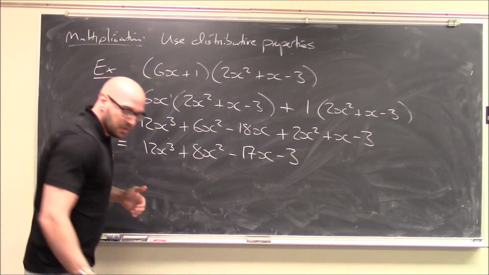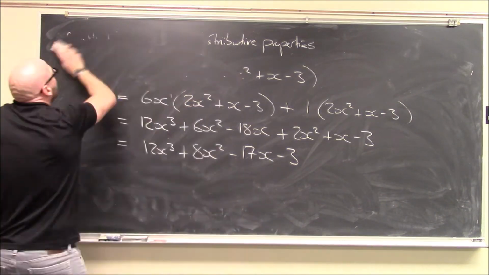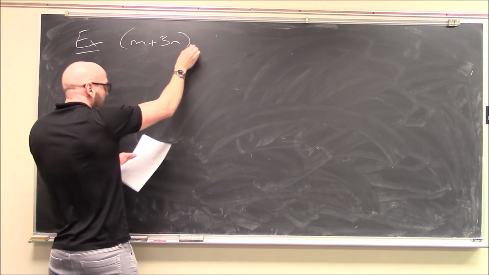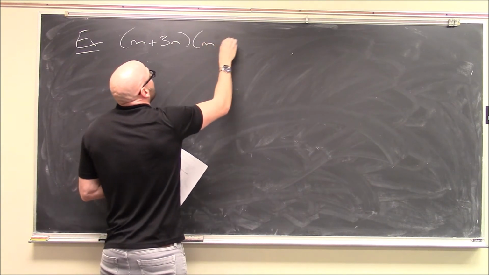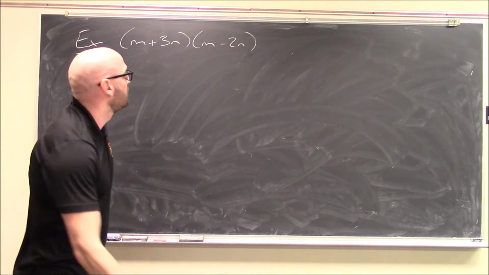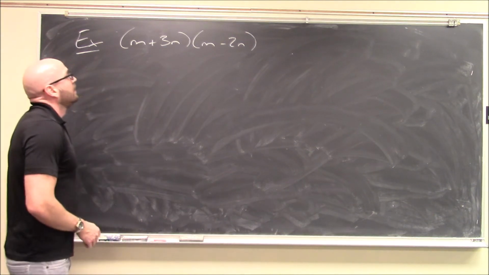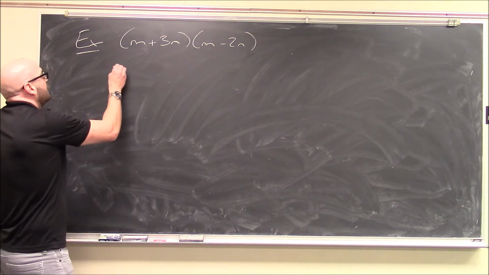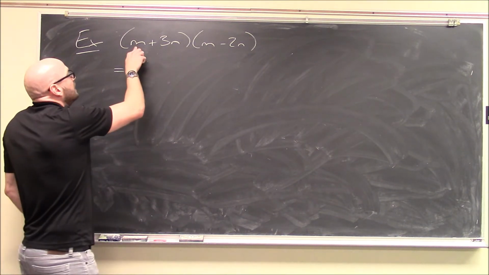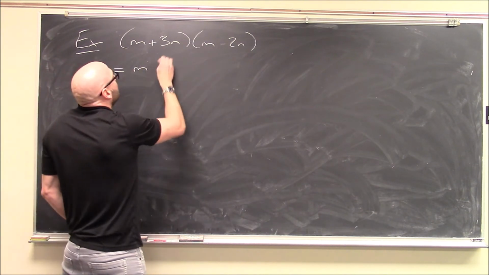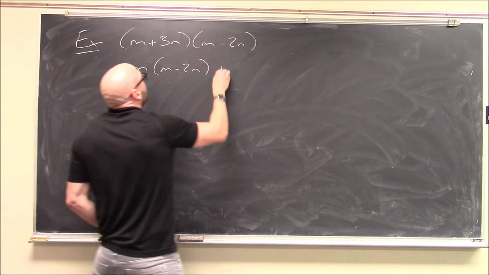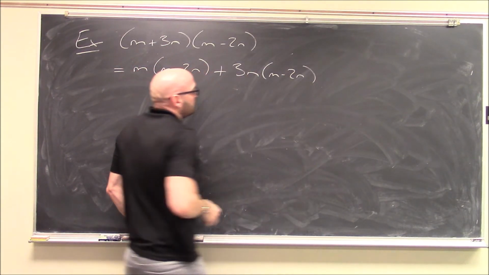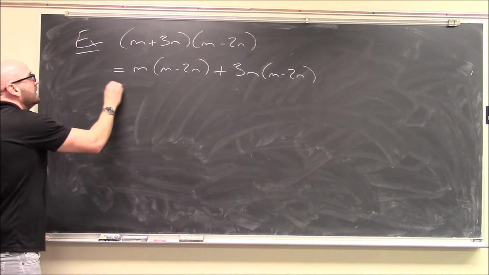Awesome. So yeah, that's how you multiply polynomials. You distribute. We'll do 2 more examples though. Alright, so we've got m plus 3n times m minus 2n. So here you might say, well, this is a binomial times a binomial. I can FOIL, and yeah, I'll FOIL in a second, but let's just do this using pure distribution. This means m times m minus 2n plus the second term, 3n times m minus 2n. And so there's distributivity.